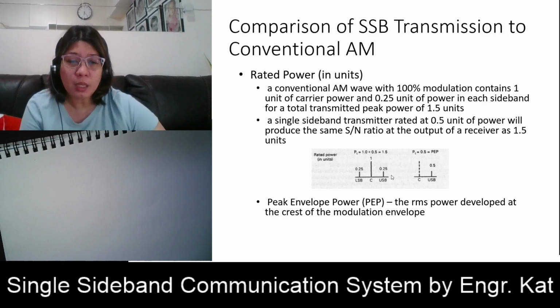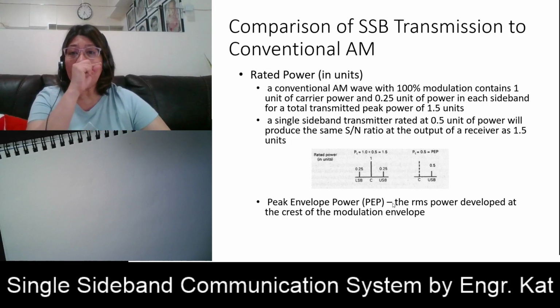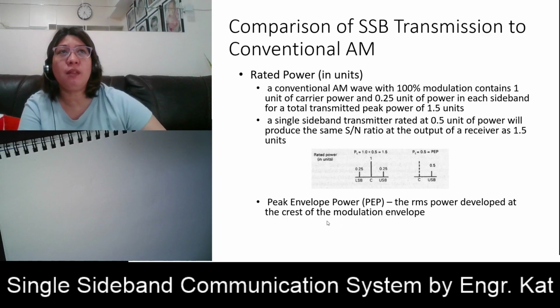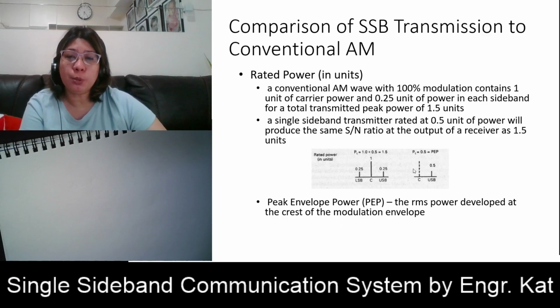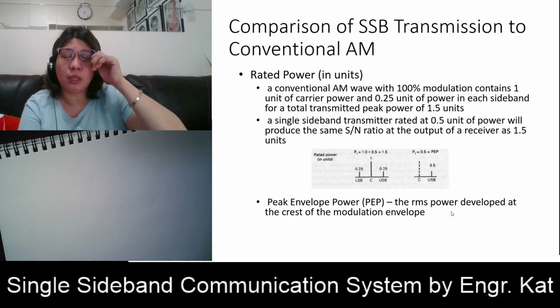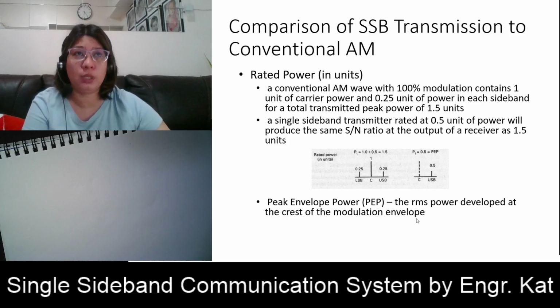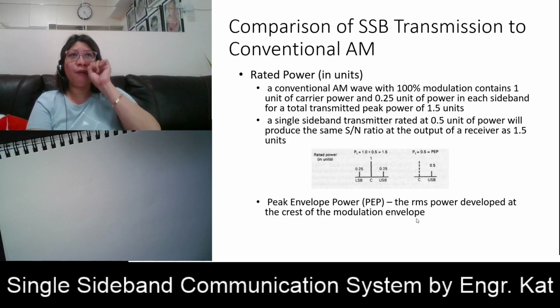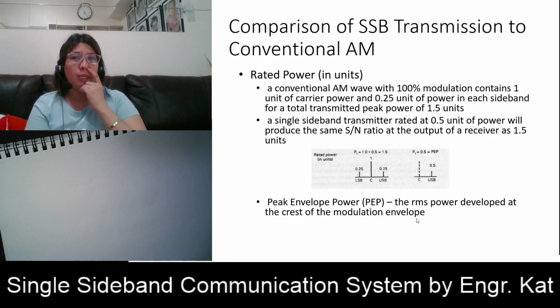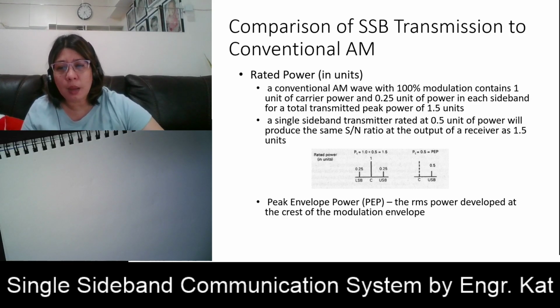This is the representation. Here we have a term PEP, or peak envelope power. The peak envelope power is the RMS power developed at the crest of the modulation envelope. The same performance is achieved with single sideband suppressed carrier using only one third as much transmitted power and half the bandwidth. When we say crest, it means when the modulating signal frequency components are at their maximum amplitude.